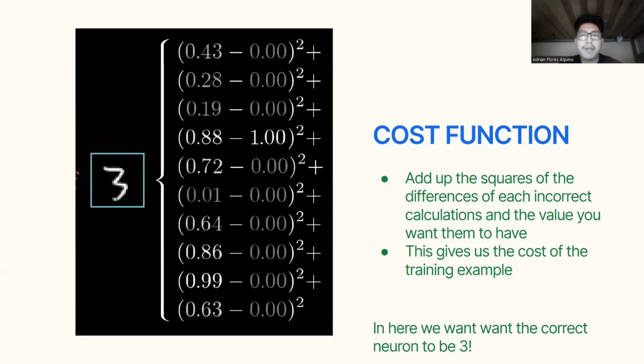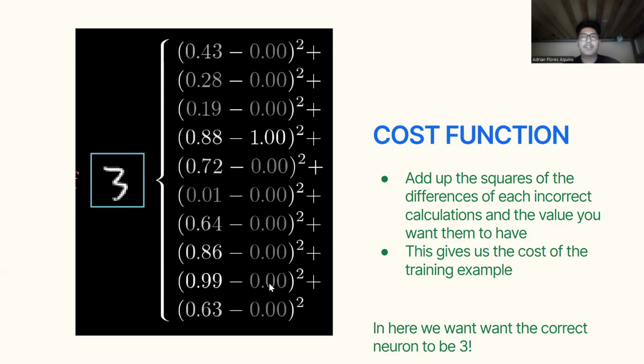So what the cost function does is add up the squares of the differences between each incorrect calculation and the value you want them to have. In this example, like I said before, we want to give it the handwritten number 3. So this will correspond to 0, 1, 2, 3. We will subtract the value from 1 because we want the correct output to be 3, which is this one. And then we will subtract the differences of each incorrect calculation from every other number, so 0, 1, 2, 3, 4, 5, 6, 7, 8, 9.